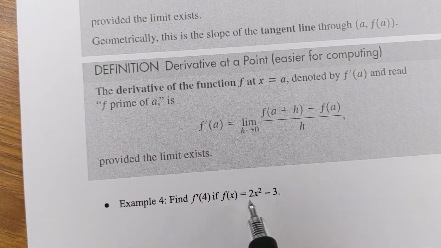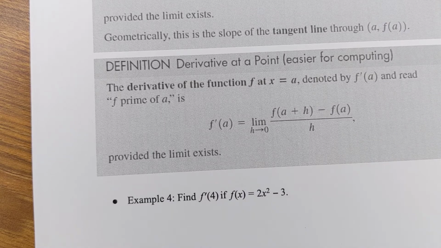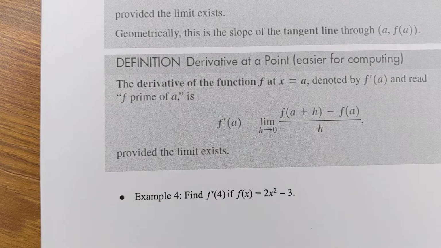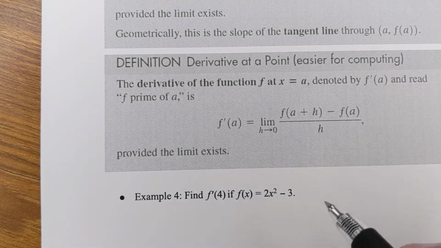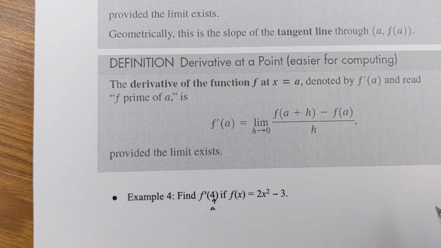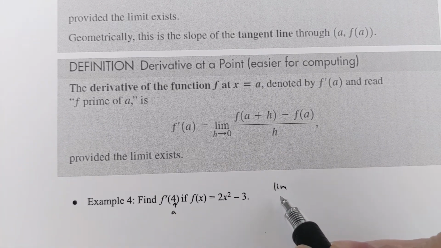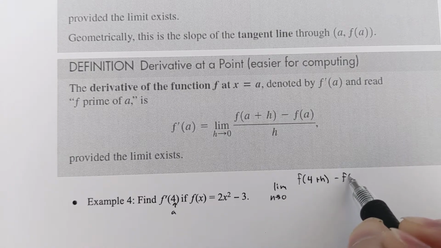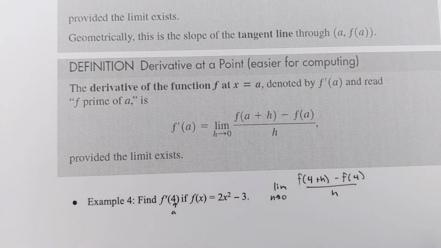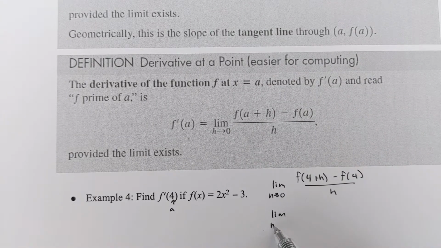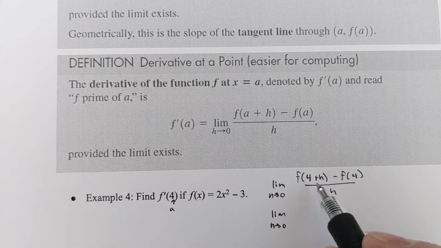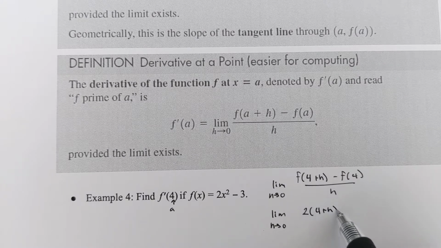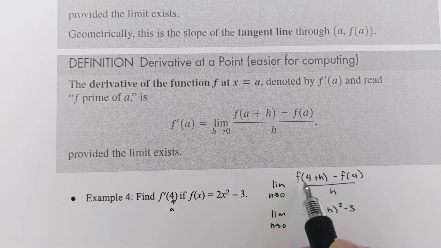So find f prime of 4 if f of x equals 2x squared minus 3. So let's see here. We're doing f of 4, so this is our a value. Our formula is going to be the limit as h approaches 0 of f of 4 plus h minus f of 4 all over h. So f of 4 plus h means plug 4 plus h in for the x's. So it becomes 2 times 4 plus h squared minus 3.